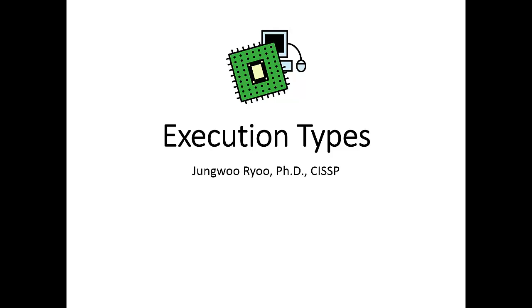So in this video, we are going to talk about different execution types. Execution here means executing processes on your computers. So the first type is multiprogramming and multitasking. In this case, we're assuming that there is only one processor to work with.